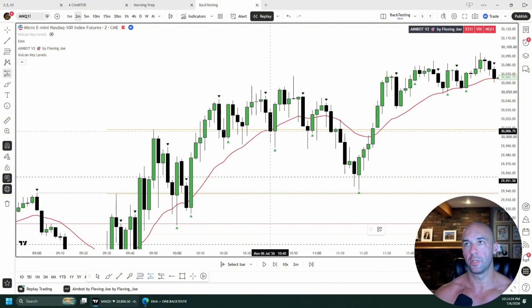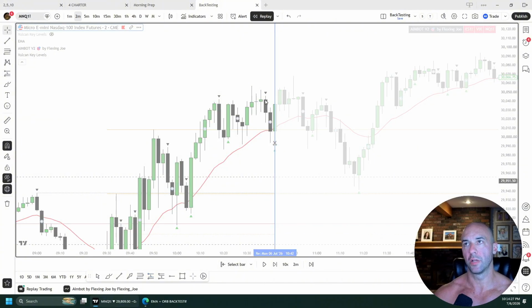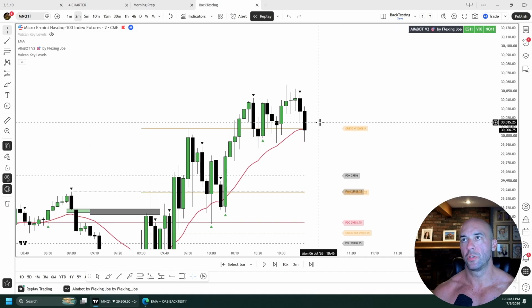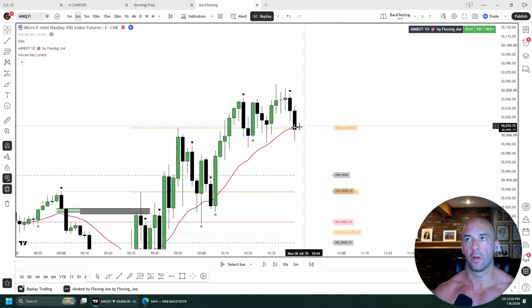So here's a 2-minute 20 interaction. We're going to go back to just this candle right here. We have full AIM long, so the AIM bot, which means that we have ES, NQ, and VIX agreements. So we have our 2-minute 20 interaction. We close right on it, which is fine. We're closing right on that ORB high pivot.